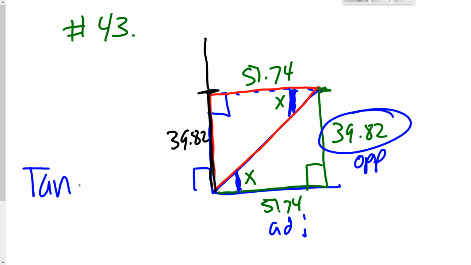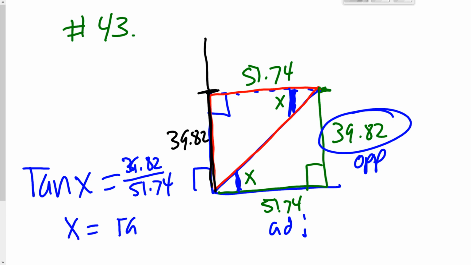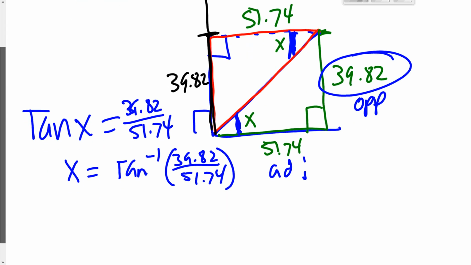So tangent of the angle that we want is equal to the opposite over the adjacent. And so we're going to do tan inverse. So tan inverse of this ratio, 39.82 over 51.74. It's going to give us the angle, and then we're going to have to multiply the decimal that follows by 60 to put it in degrees, minutes and seconds. But they just want the nearest minute. So let's go ahead and do this on a calculator.